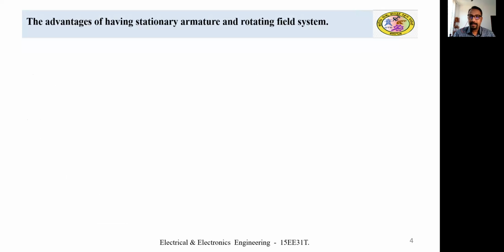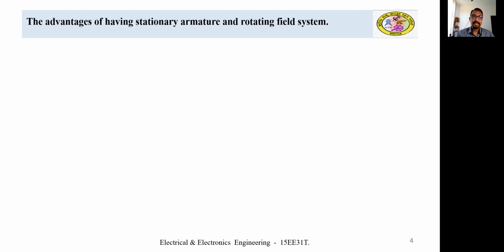As I told you in some previous sessions, one of the major differences between the DC generator and alternator is that in a DC generator, we have a rotating armature and a stationary magnetic system, whereas in an alternator, we have a stationary armature and a rotating magnetic system. So why do we have to go for such a constructional arrangement in an alternator?